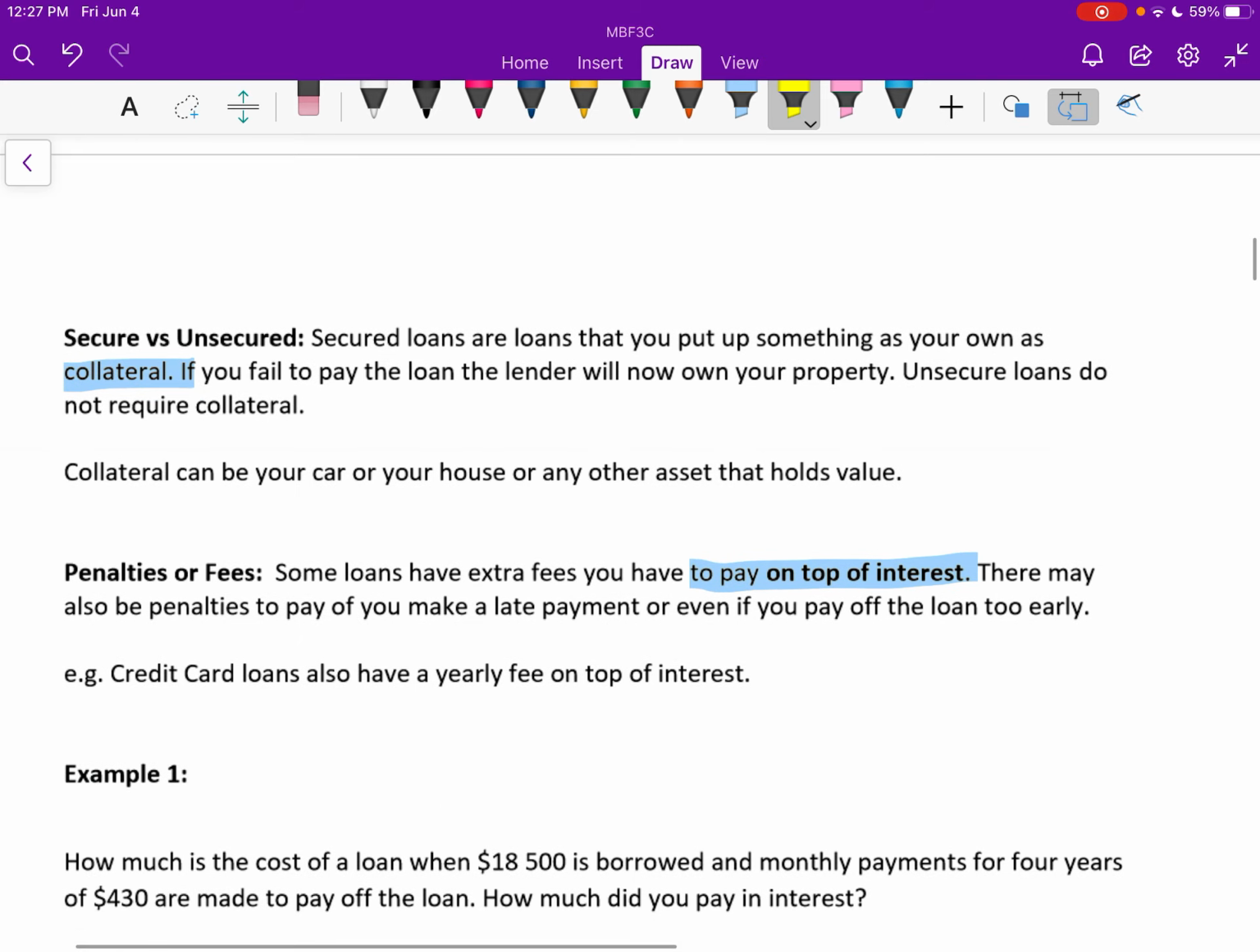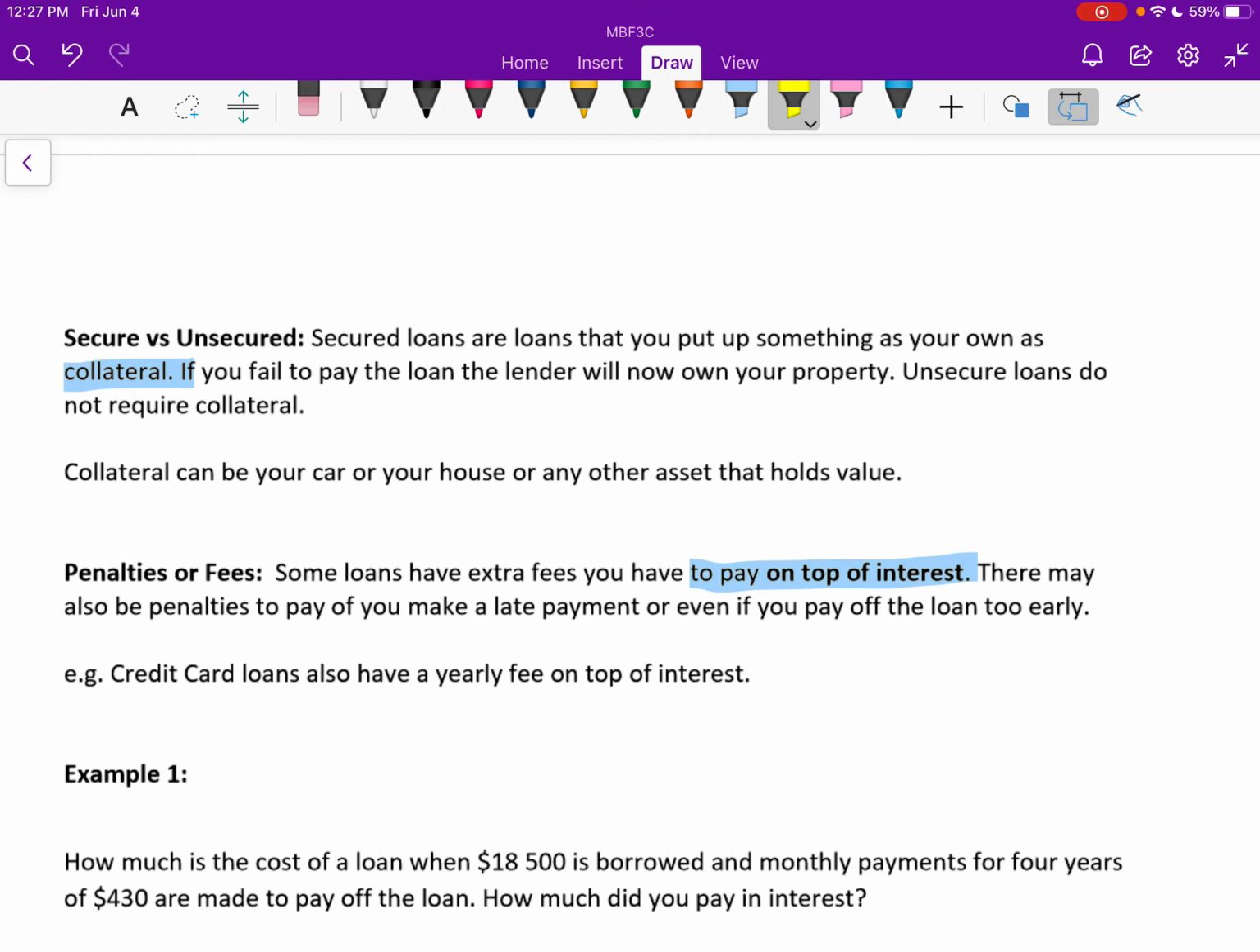There's a few different types of loans. There's secured loans and unsecured loans. Secured loans are loans where you put something up as collateral. So collateral just means that if you fail to pay, that lender now owns your property. An example of collateral could be your house, it could be your car, it could be any other asset that you have. Some people put up jewelry as collateral as well. Unsecured loans do not require collateral.